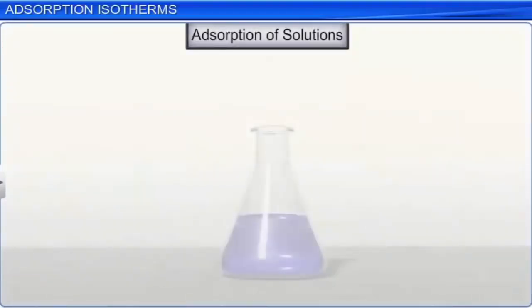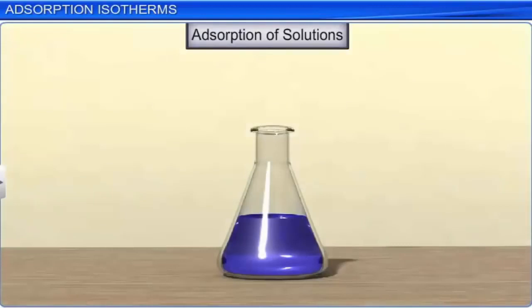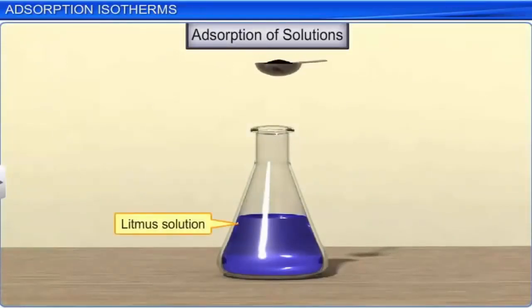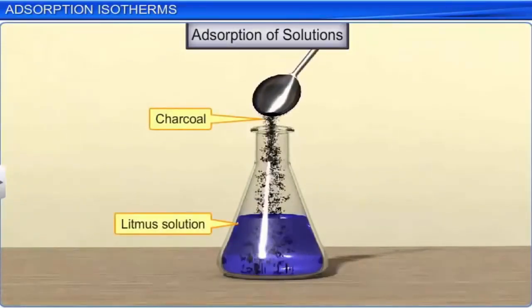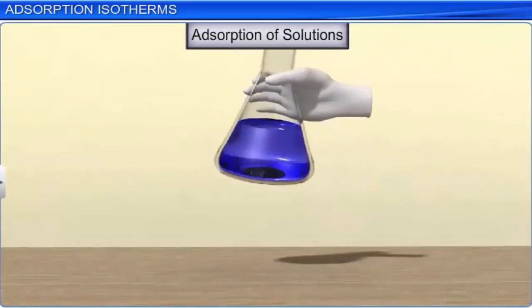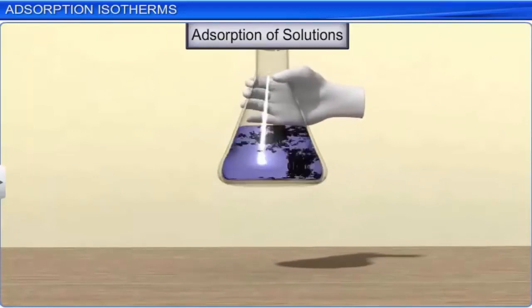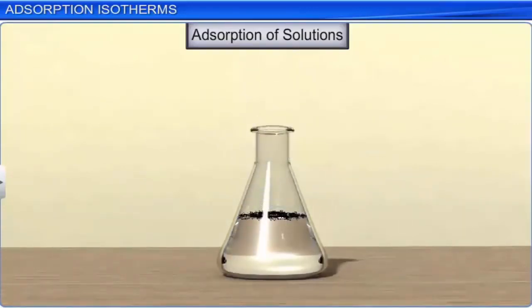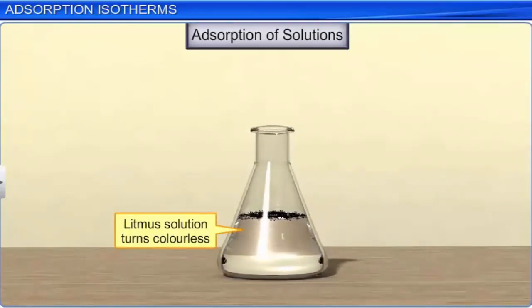Let's verify this with an experiment. Take a litmus solution and add charcoal to it, and then shake it thoroughly. You will observe that after some time the litmus solution turns colorless. This is because the dye of the litmus solution is adsorbed by the charcoal.